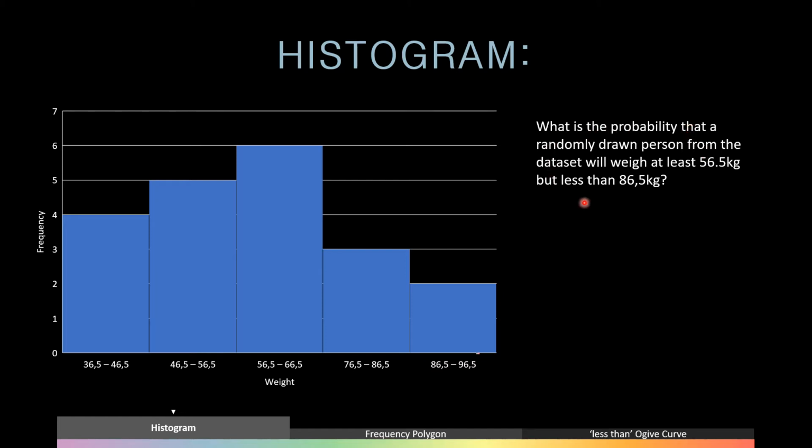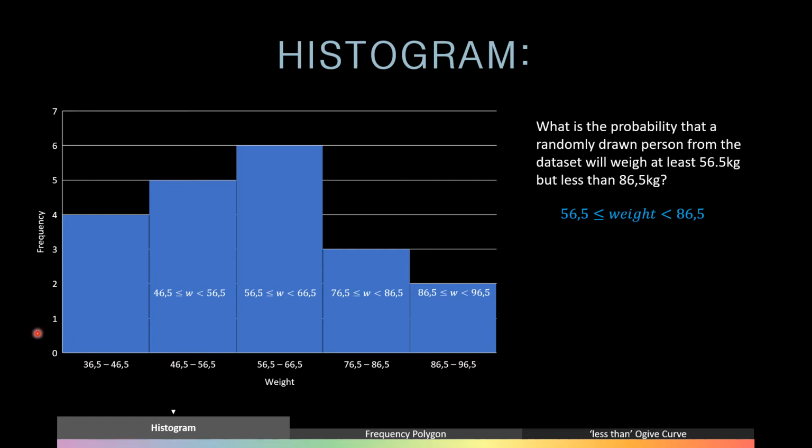The hard part is actually understanding the range of values you're working with and identifying the frequencies that correspond to those range of values. So as we said, we're interested in weights that are greater than and equal to 56.5 but less than 86.5. Okay, so let's look at our histogram. Now remember how we read this. We read this as greater than and equal to the lower boundary, but less than the upper boundary.